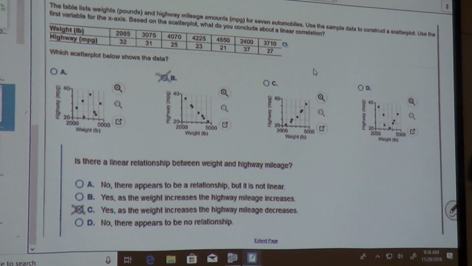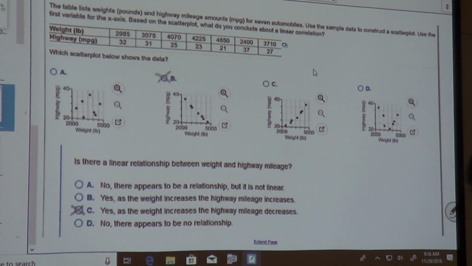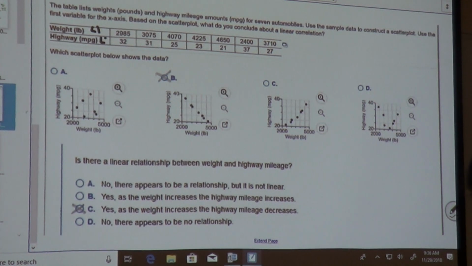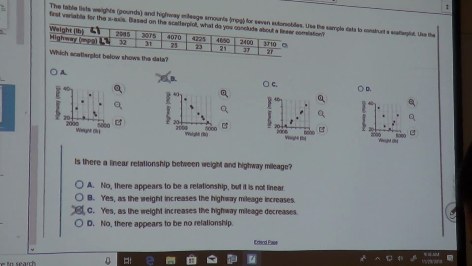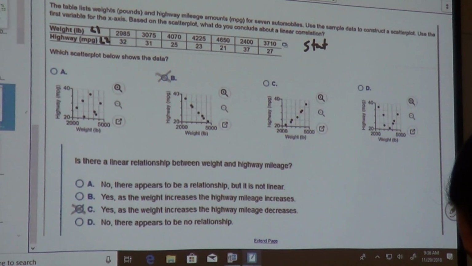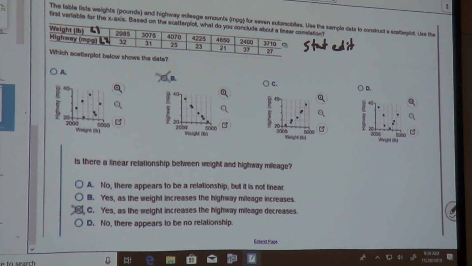This is the exact same thing, just 3 different ways that we're presenting it. This is an L1, this is an L2. Again, we do our stat edit, then we do our zoom 9. We figure out which one matches the closest.